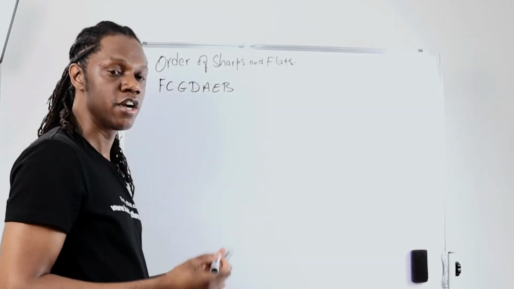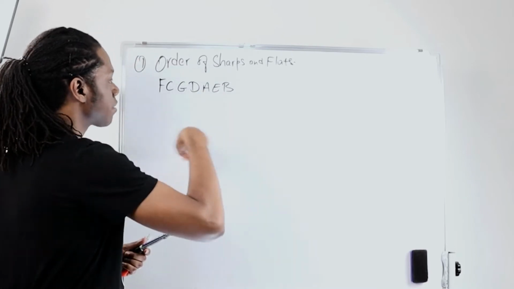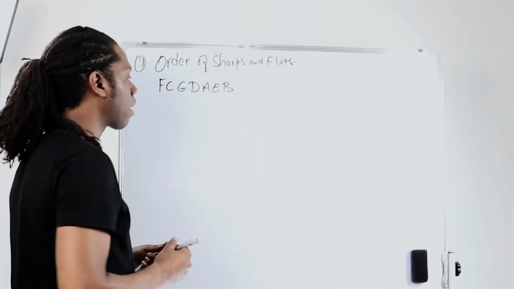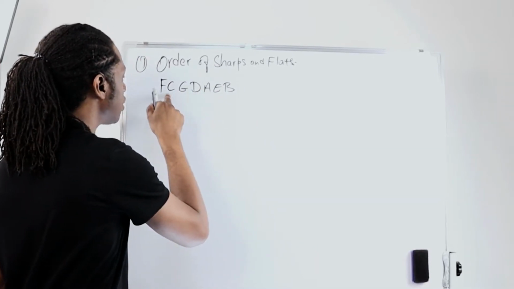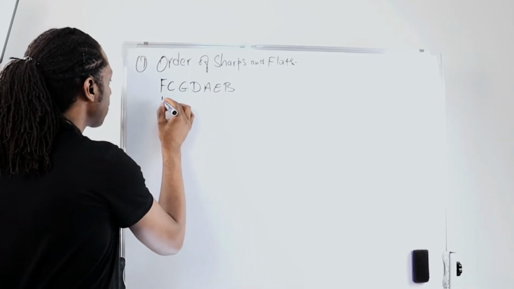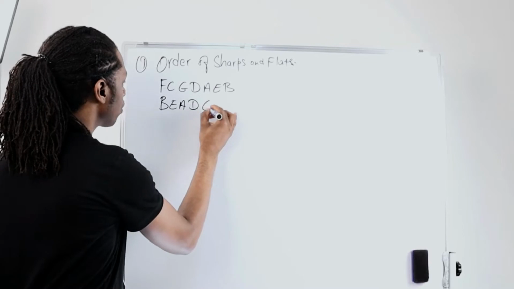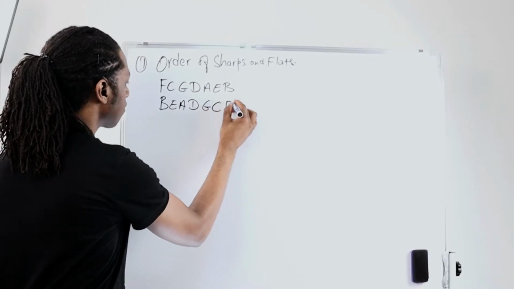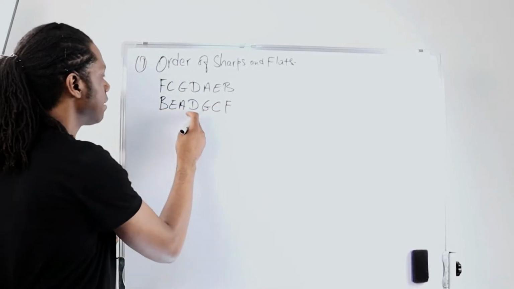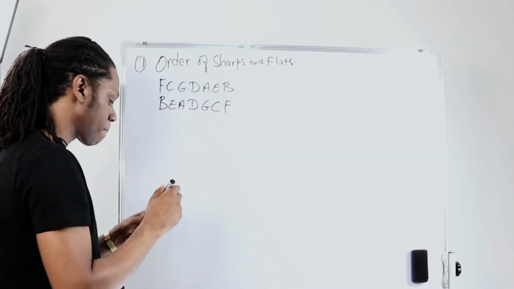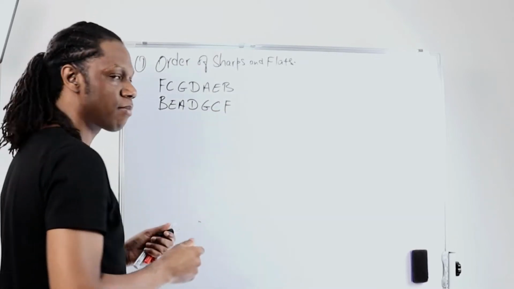Now, to get your flat keys, all you do is turn this the other way around, backwards. So B, E, A, D, G, C, and F, okay? Be early and don't go chasing fables. So B flat, E flat, A flat, D flat, G flat, C flat, and F flat. Okay, so that's number 1.